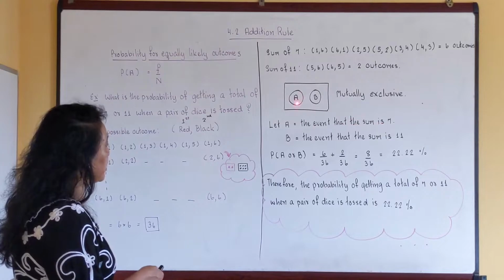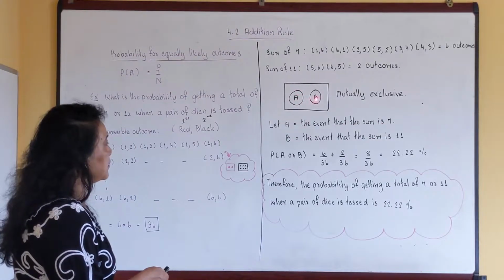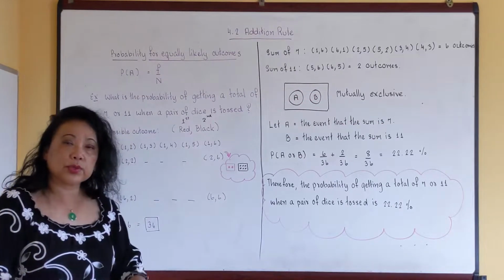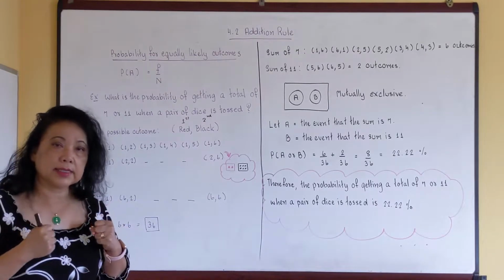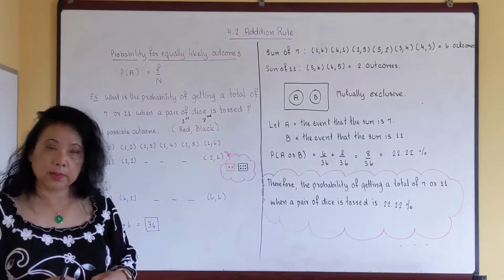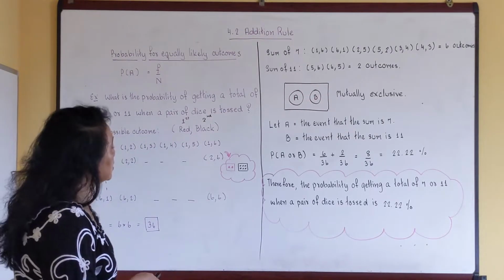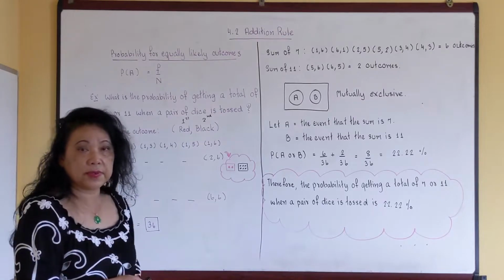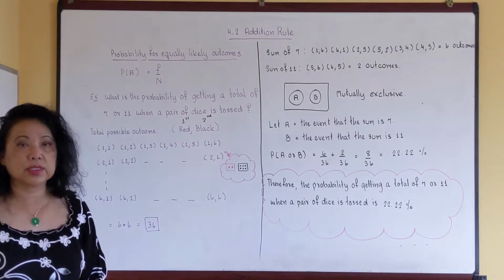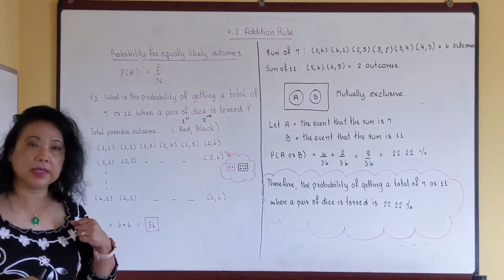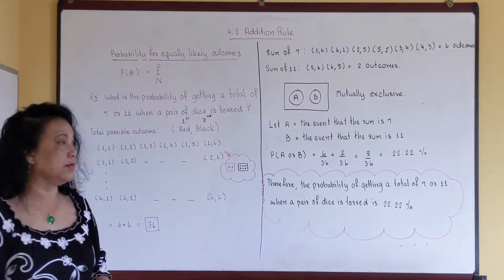So let's look at these two events. A is the sum of 7, B is the sum of 11. When you throw a pair of dice, you're going to land on either 7 or 11, not both. So they don't share. You see the circles don't overlap. So this means mutually exclusive. When they are mutually exclusive, it means they don't share anything, either a sum of 7 or a sum of 11.